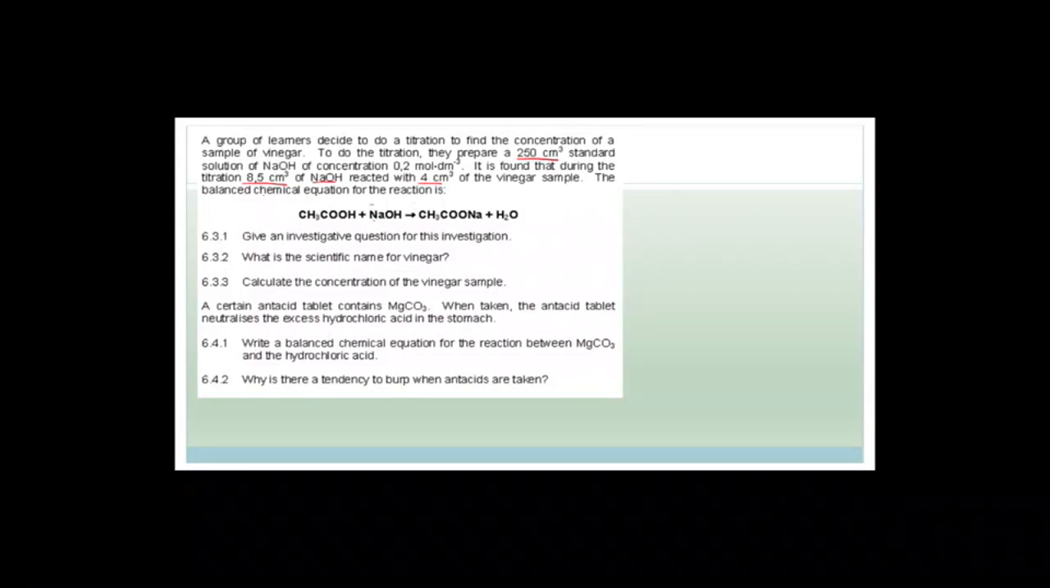CH3COOH plus sodium hydroxide gives you CH3COONa plus water. Okay, it looks quite scary, but it's not a scary formula at all, for the simple reason that, first of all, it's balanced. Second of all, they've told you what they've reacted together. They used a standard concentration of sodium hydroxide and they reacted it with the ethanoic acid, or the vinegar sample. All right. Now it says the balanced chemical equation for the reaction is this.